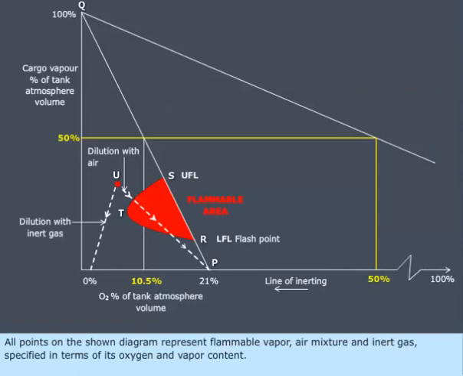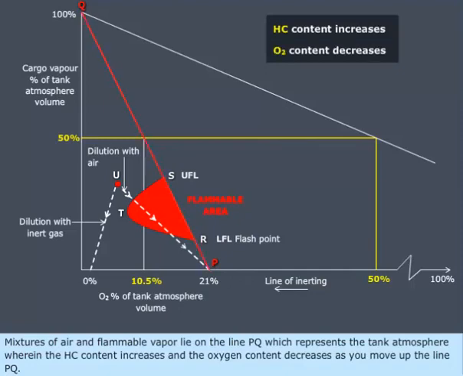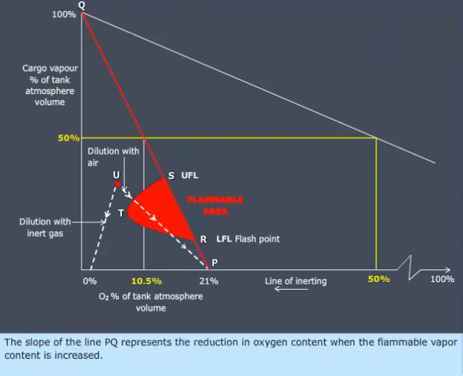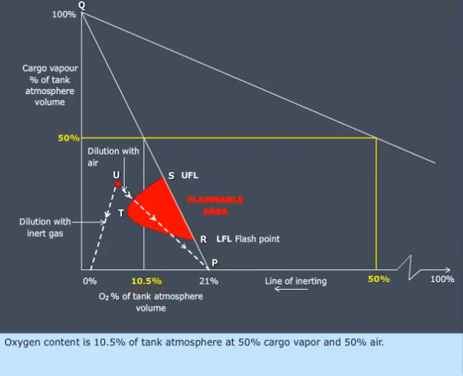All points on the shown diagram represent flammable vapor, air mixture, and inert gas, specified in terms of its oxygen and vapor content. Mixtures of air and flammable vapor lie on the line PQ, which represents the tank atmosphere, wherein the HC content increases and the oxygen content decreases as you move up the line PQ. The slope of the line PQ represents the reduction in oxygen content when the flammable vapor content is increased. Oxygen content is 10.5% of tank atmosphere at 50% cargo vapor and 50% air.